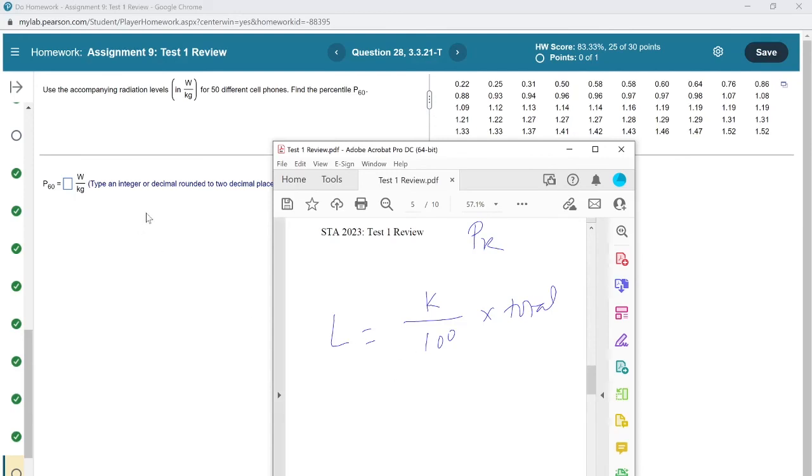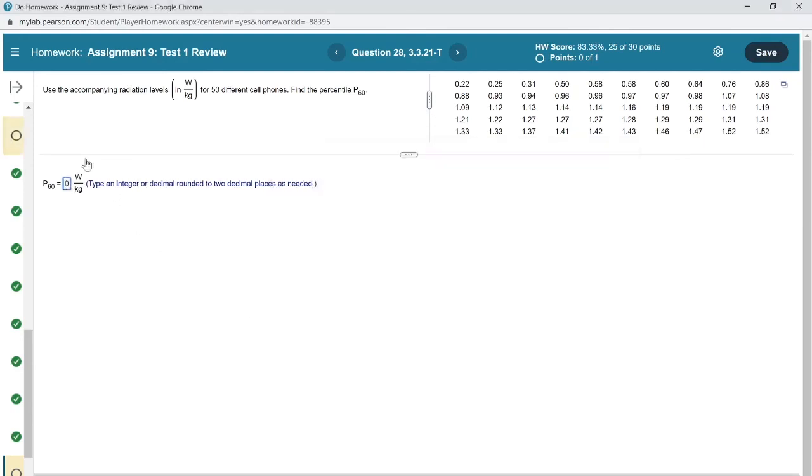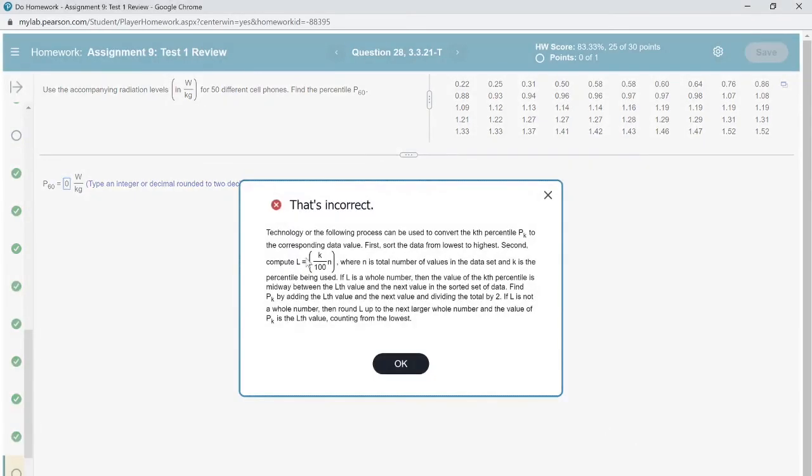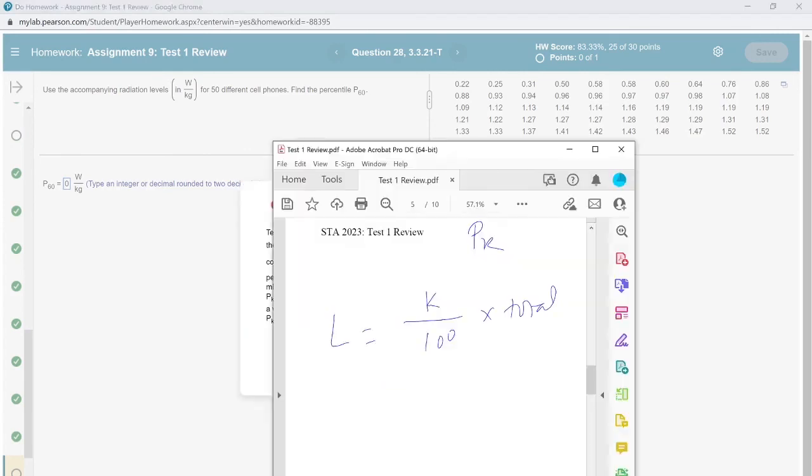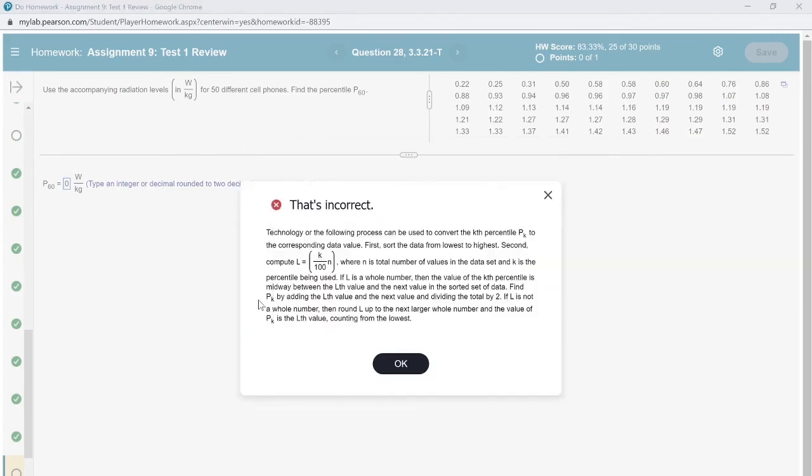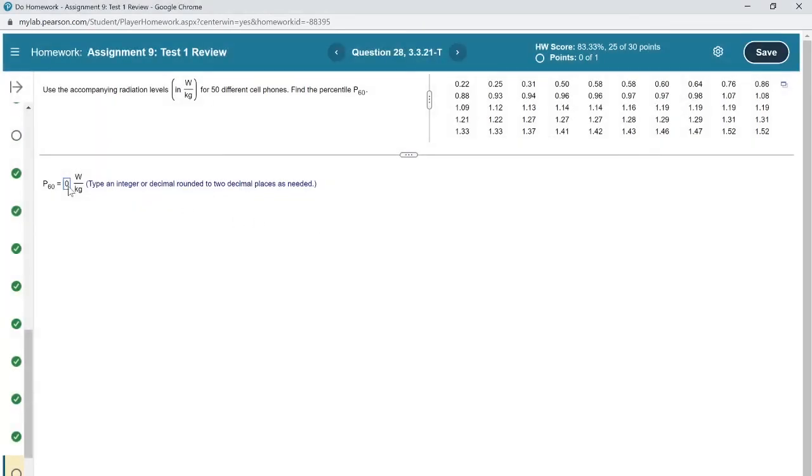I'm just going to check the formula. Just by giving a wrong answer, it gives me the formula. Yes, K over 100 times the total number of data. Let me just correct my answer. K over 100 times total number of data. Yeah, that's right. So percentile can be found by using this formula.